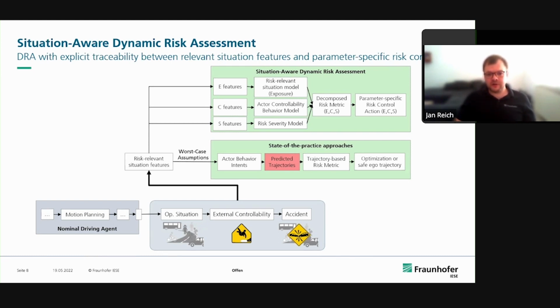And the benefit of that is that by having this traceability explicit, we can also execute parameter-specific risk control actions. So this means if we find that the controllability of a particular pedestrian is impaired due to wearing headphones or something like this, then we know that we can potentially do something about it to increase the controllability by, for instance, trying to communicate with this pedestrian in a way that he turns his head around or something like this. Yeah? So this example was quite specific, but the point is that if we have this direct relationship between a situation feature and the risk, we can also try to modify the situation feature directly. And this is a way on how we can control or modify also the risk.